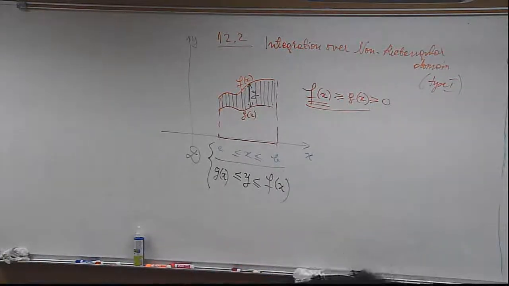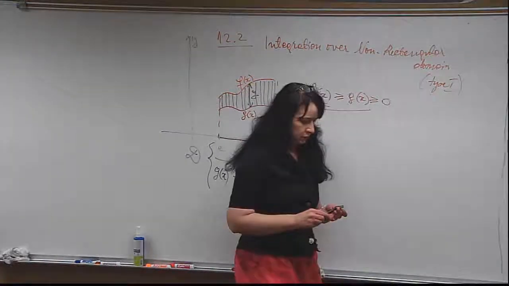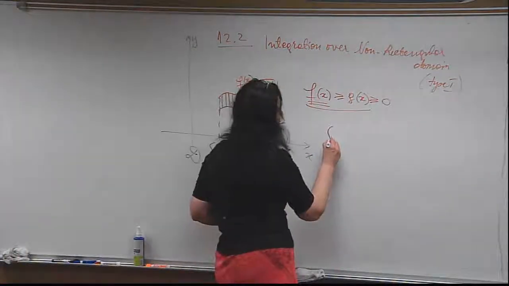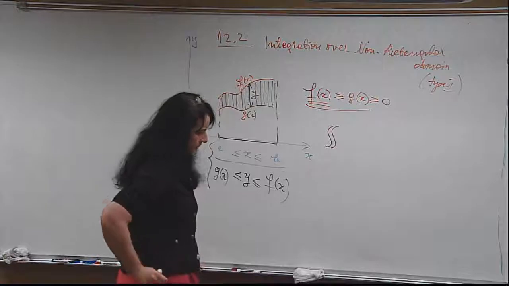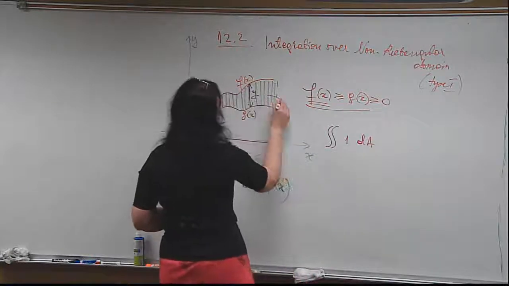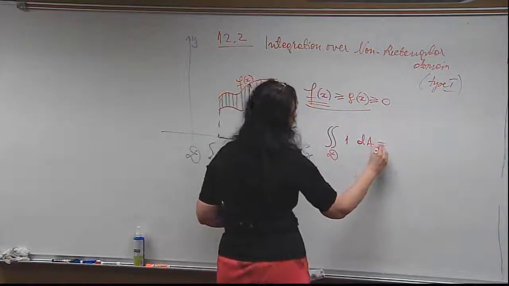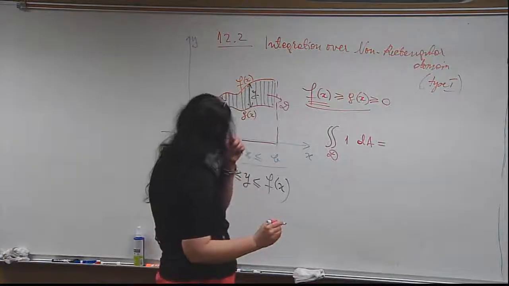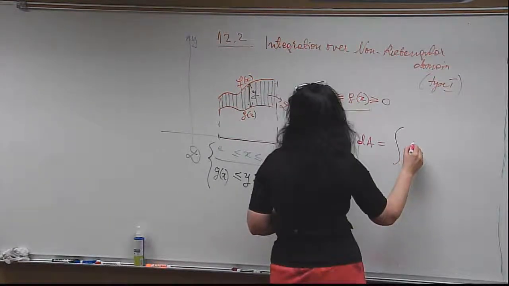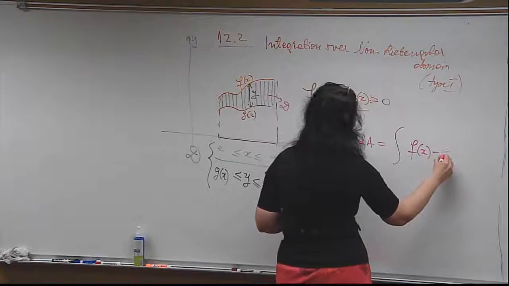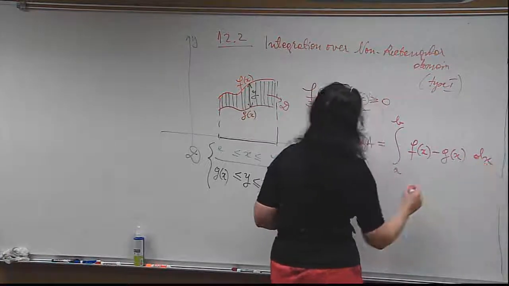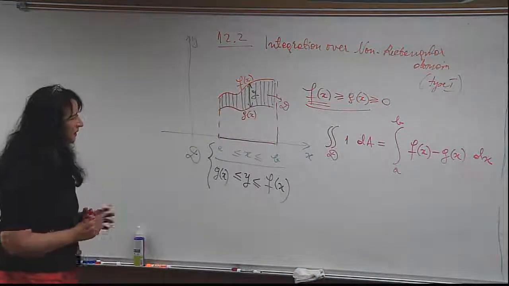Now, you really do not need to prove that the double integral over D of 1 dA, where D is the domain, is what? The integral from a to b of f of x minus g of x dx. And you say, what, Magdalena, what are you trying to say?